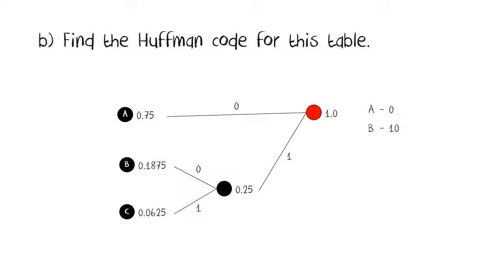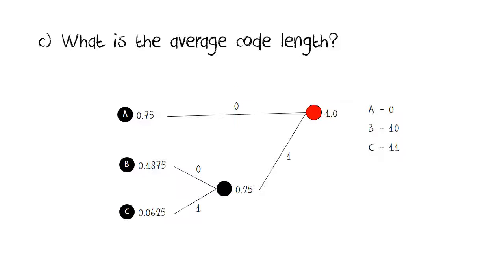Lastly, we have to find the Huffman code for C. Again, starting from the red node, we take the branch that says 1, and then another branch that says 1 again. The code for C is then 1, 1. We've now found the Huffman code for the symbols A, B, and C. We can go on to the next question now, which is to find the average code length.